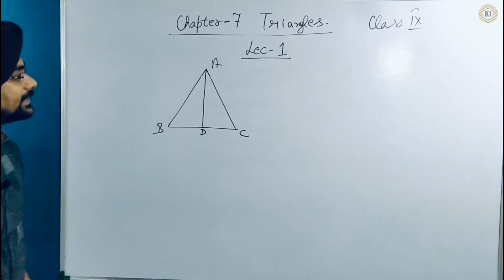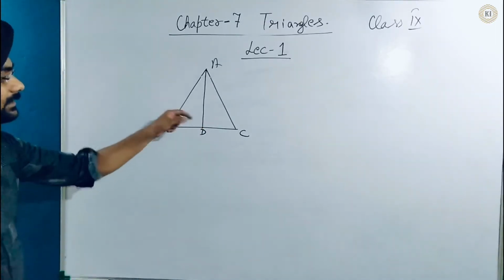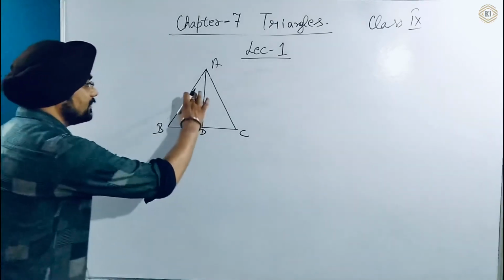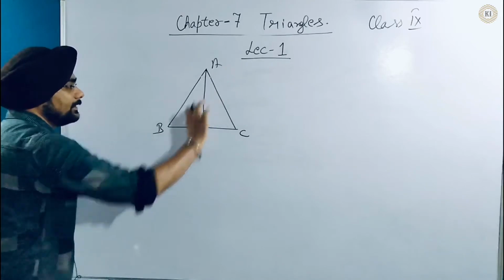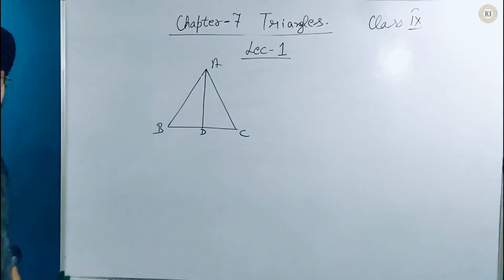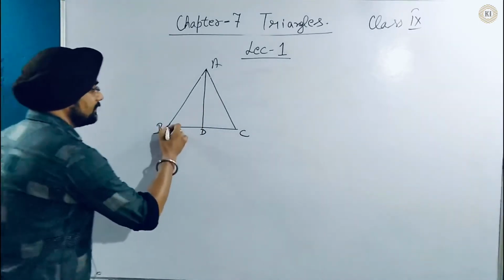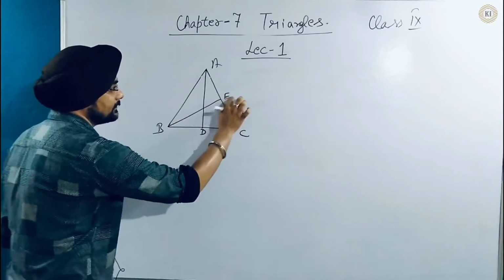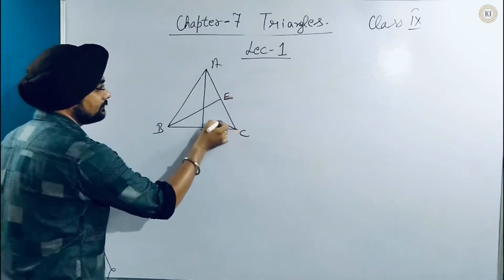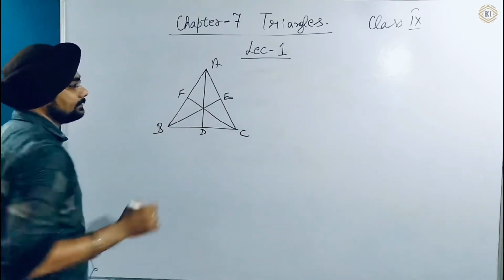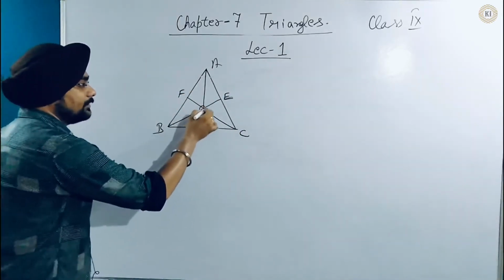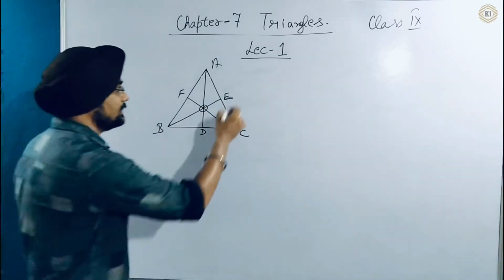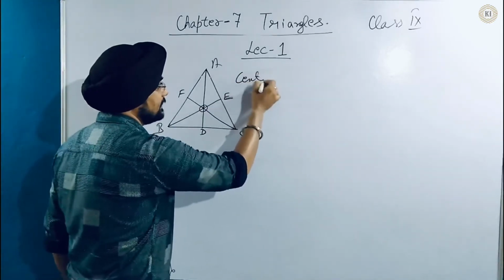So we can say that the median of a triangle divides the triangle into two equal areas. So area of triangle ABD will be equal to area of triangle ACD. If we draw from here, BE will be the median, and if you draw from this side, CF will be the median, and the point of intersection of all the three medians of a triangle is known as centroid.